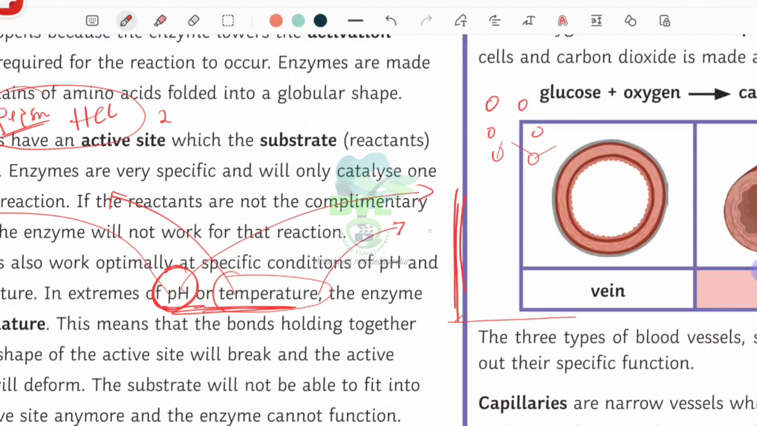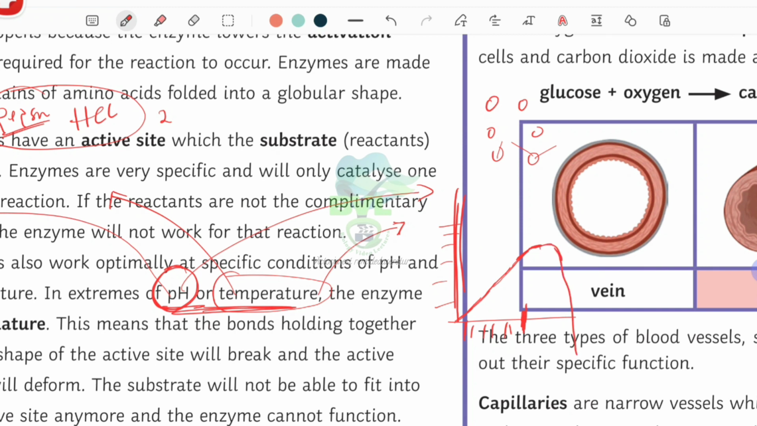When the temperature is going up, the reaction is also going up. But it gets to a stage whereby, with temperature on the x-axis and the reaction on the y-axis, after this temperature the reaction begins to drop.